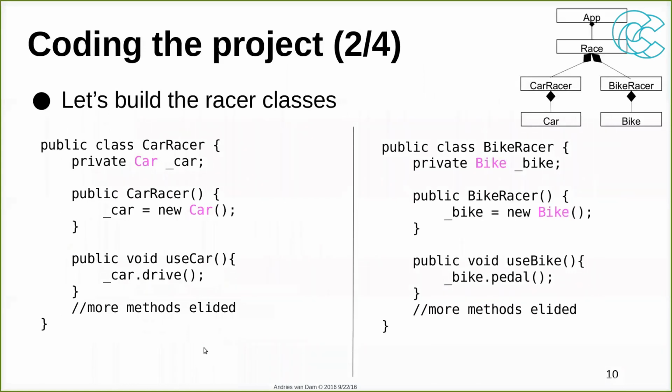So if you go ahead and build based on the discussion that we had, within the car racer we have the instance variable of car, and now here we are making it a composition, right? So car racer is composed of car because we have the instance level variable and we are instantiating the new car within the constructor. And the same holds for the bike racer. So bike racer is composed of bike, and the car racer makes use of the use car, and same thing for bike. So in use car, you simply drive the car, in use bike, you pedal it to move these vehicles forward.